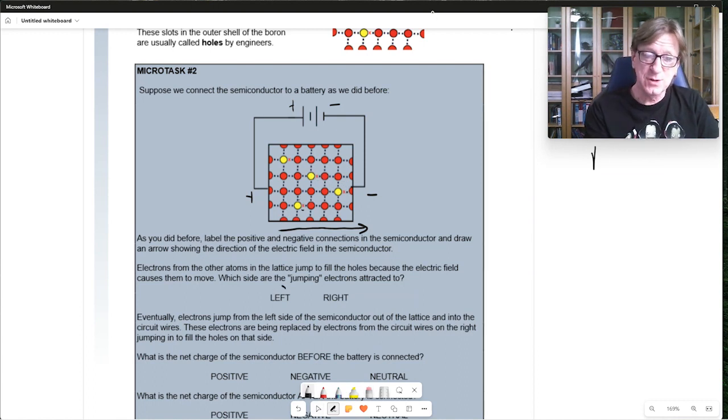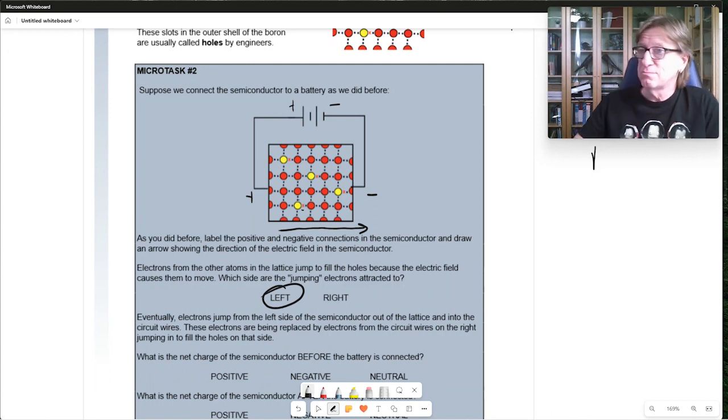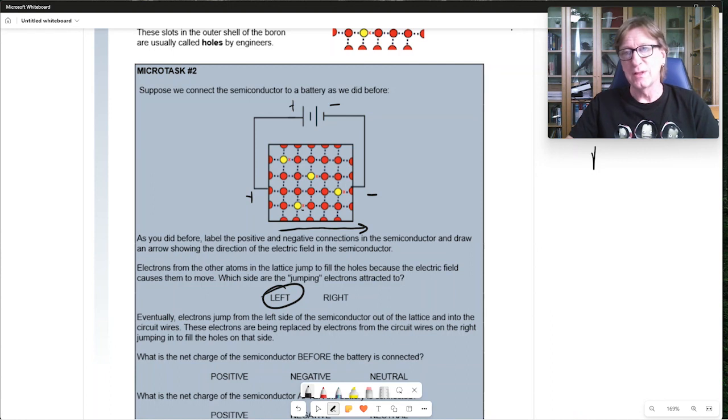Well, don't be fooled. They're still going to go to the left, right? Because they're electrons. They're going to get repelled by the negative. So the fact that it's a hole instead of a free electron actually doesn't make any difference in how that electron is going to move. Now, the properties are going to be very different by the time we get through with this.